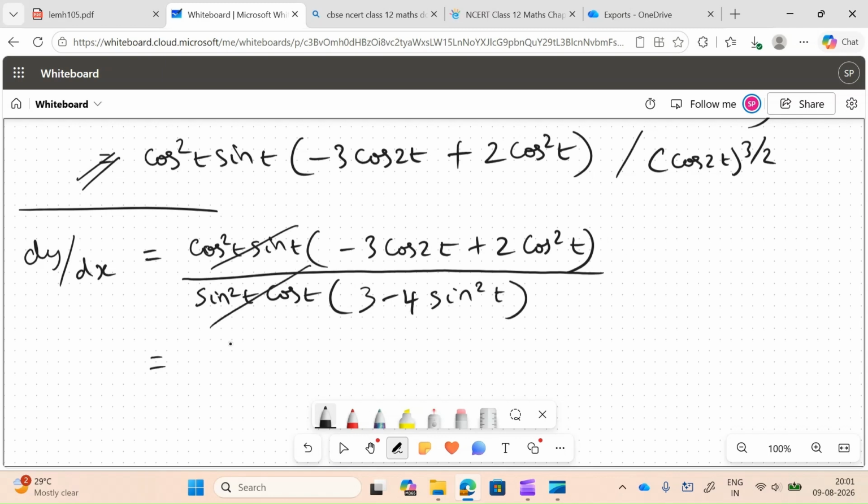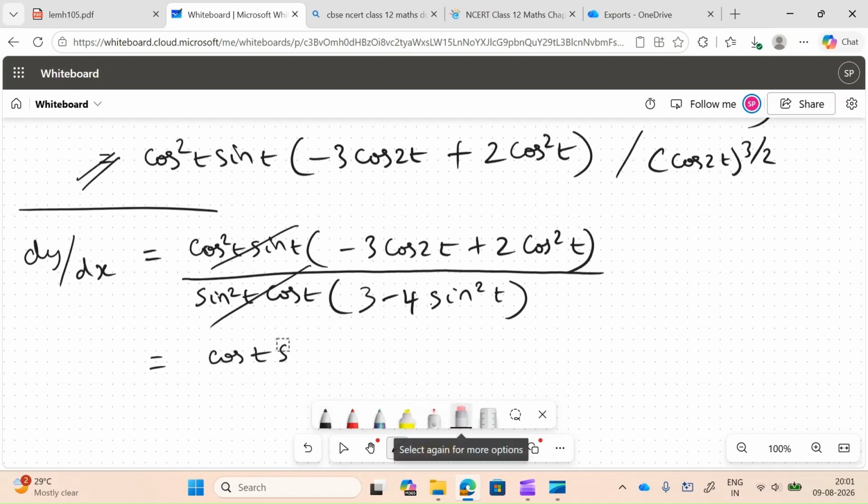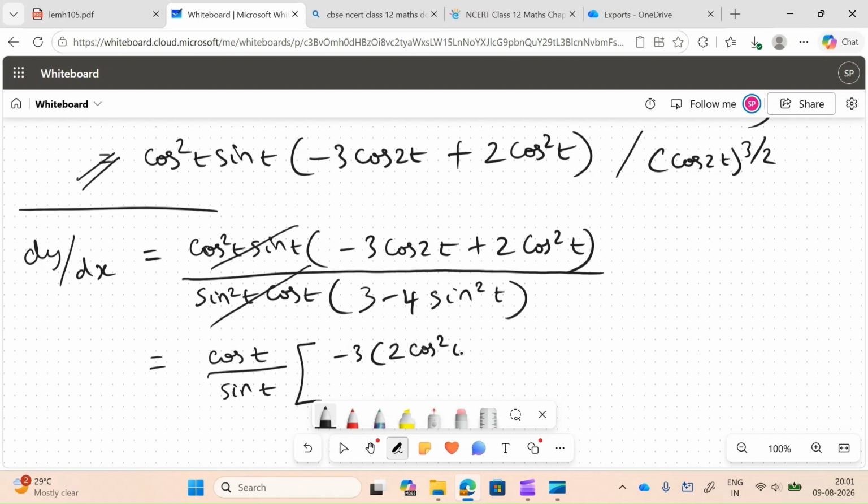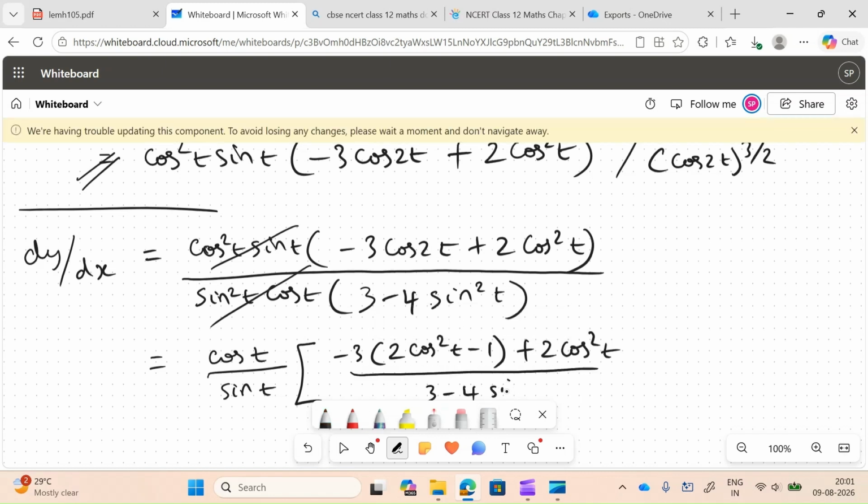This will be, you cancel, you will get cos t, and sin cos t divided by sin t. If you use the simplification here also, it's minus 3 of the same thing. This will be 2 cos square t minus 1. Cos 2 theta is 1 minus 2 sin square theta, or 2 cos square theta minus 1. This will be 2 cos square t divided by, you will have 3 minus 4 sin square t also.